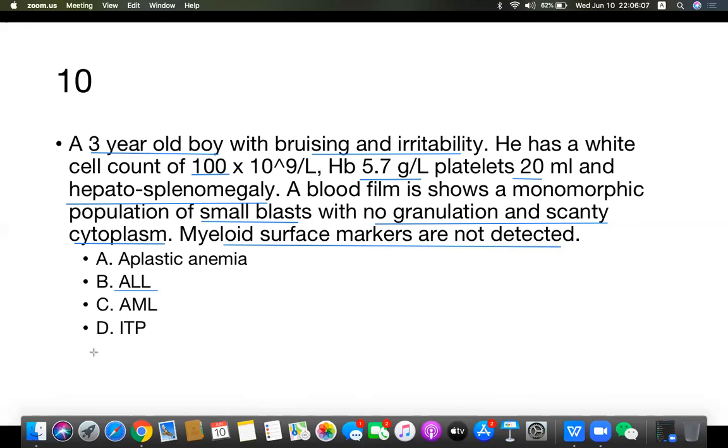Now, why is this not a case of ITP? Only platelets are decreased, which is in favor of ITP. How can you explain this high WBC here? How can you explain blast cells here? Why do they give these different hints for you? So ITP never presents like this. ITP presents only with decreased platelets but not with other types of features.